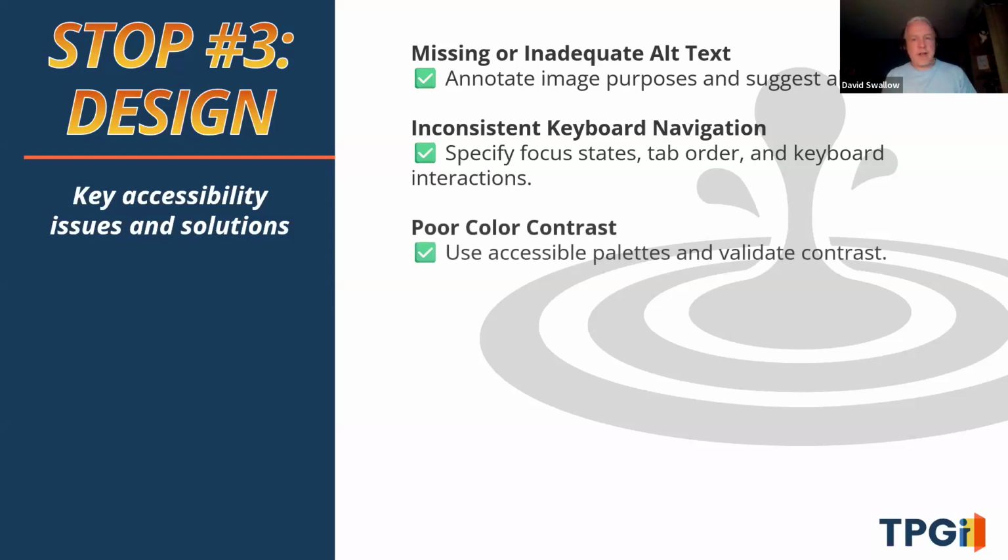Poor color contrast. So color palettes might not meet WCAG contrast ratios, or hover and focus states rely solely on color cues. The ripple effect is that developers may then implement designs that fail color contrast requirements. So what should happen is designers should use accessible color palettes from the start and validate them with contrast checking tools.